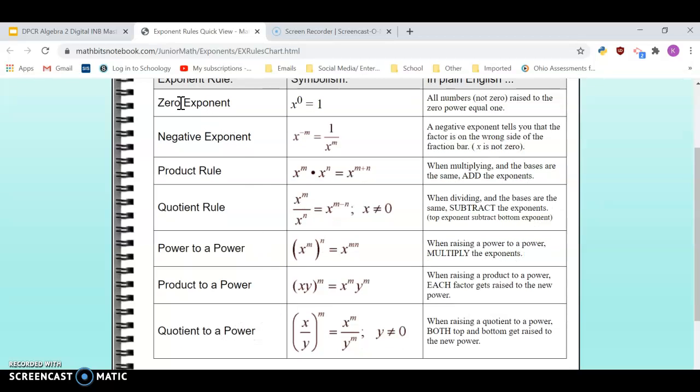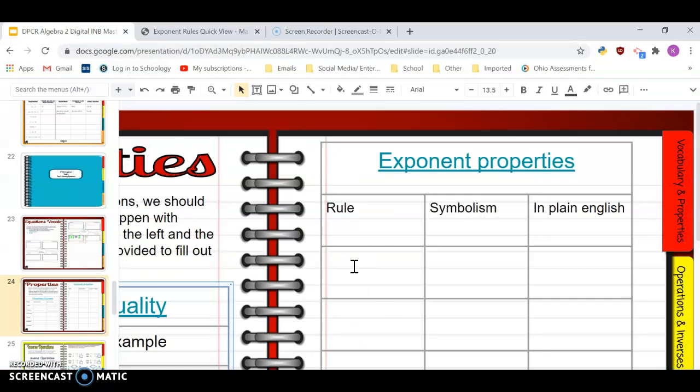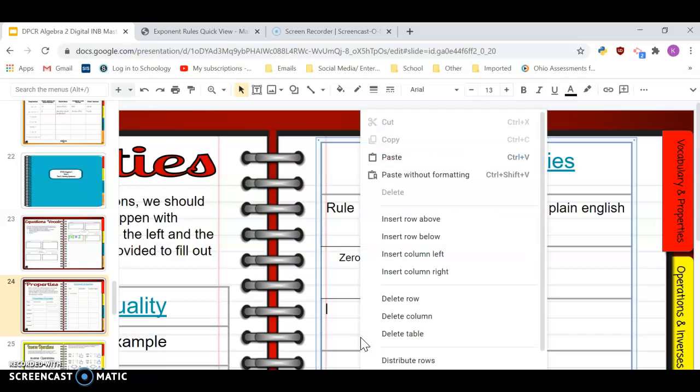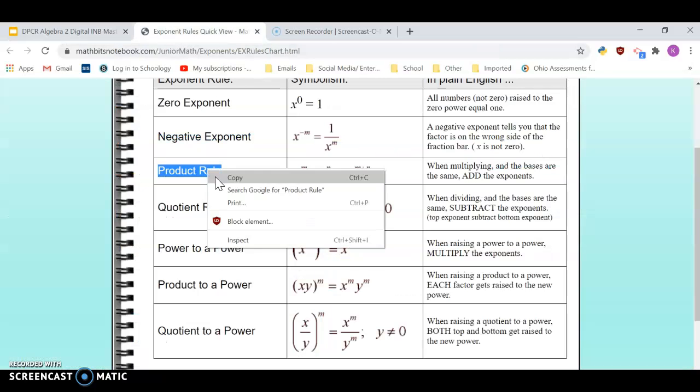Now, do we deal with them as often as we would like? No, but we're still going to make sure that we know what they are. So I'm just going to go through and copy them over here in our chart. That way, we know what goes to what.